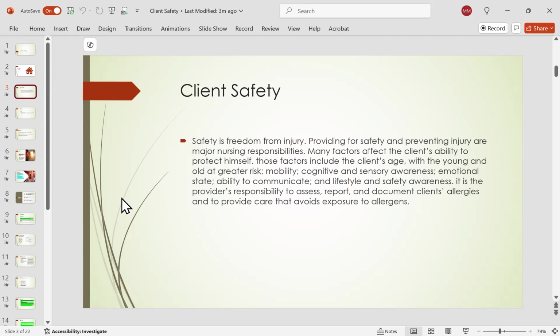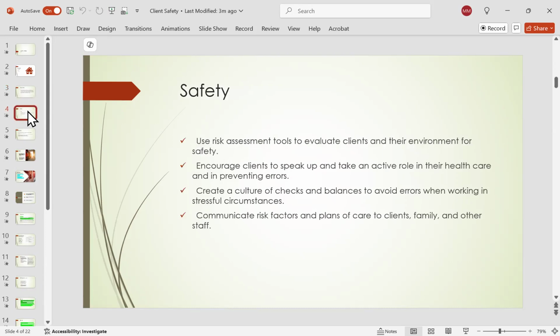Do they have any cognitive or sensory issues? In other words, do they have any dementia? Do they have visual or hearing deficits? What's their emotional state? Because that affects your safety as well. Are they able to communicate? And do they basically have an understanding of their lifestyle and safety awareness as it relates to their lifestyle? So as nurses, we are responsible to assess these patients, report any things that are pertinent, document their allergies, right? And make sure that we're keeping them as safe as we possibly can.